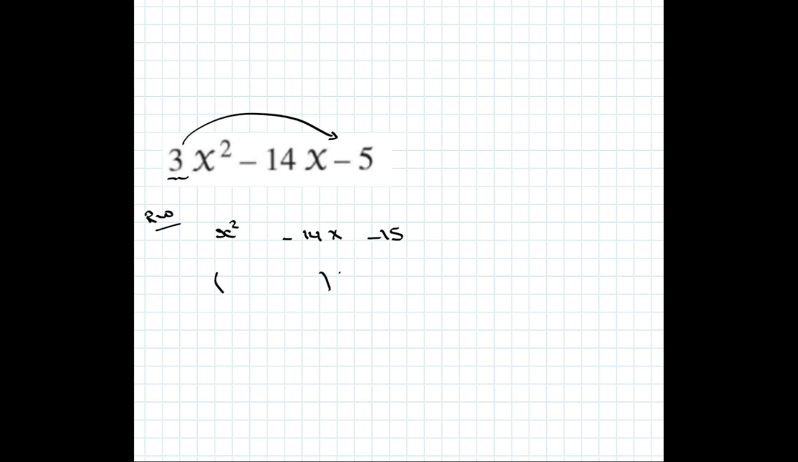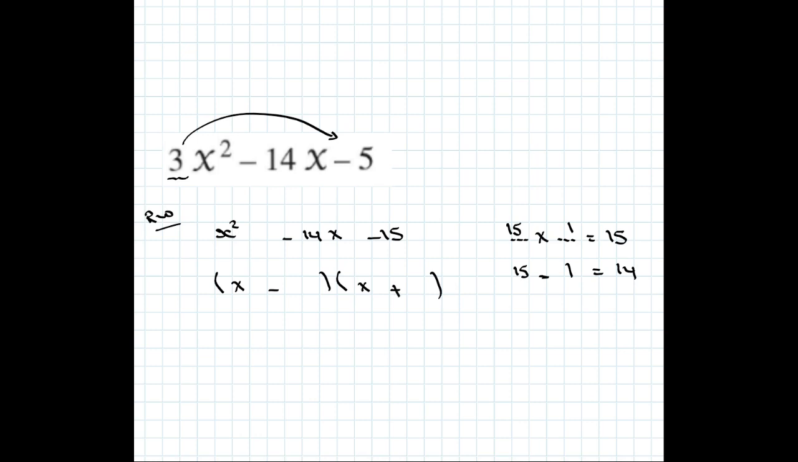The trinomial will be factorized as two brackets. We have to search for two numbers. Their product is equal to 15 and the difference between them is equal to 14. The two numbers will be 15 times 1 and 15 minus 1. The factorization of x squared will be x. The last sign is negative, so the signs will be negative and positive, two different signs.